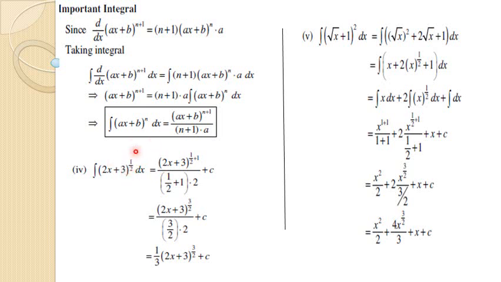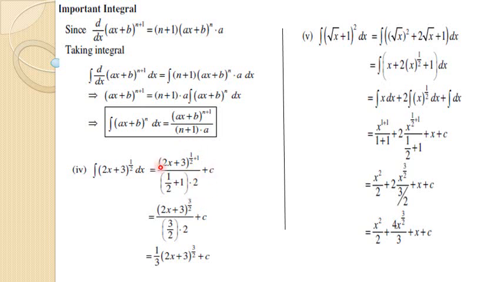Now you can see that 1 upon 2 is the power, just hide the power. What is the derivative of what is under the power? The derivative of 2x is 2, and the derivative of 3 is 0, and the derivative of x is dx. So it means that 2 should be there. So I divide by 2 and multiply by 2. You can see that 2 is here.